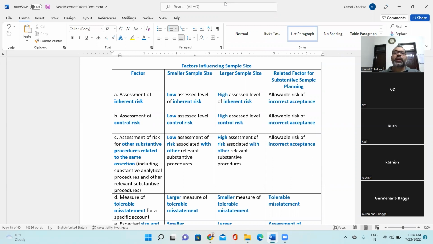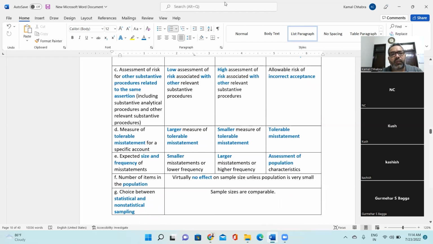Assessment of the control risk is also a major factor that impacts the sample size. If the control risk is low, then the number of samples will be low. Make sense? If the control risk is concluded as high, that means you are not relying on the control, so your test of details sample will be increased. This is also based on the acceptance of the risk by the auditor, how much risk he or she is comfortable accepting.